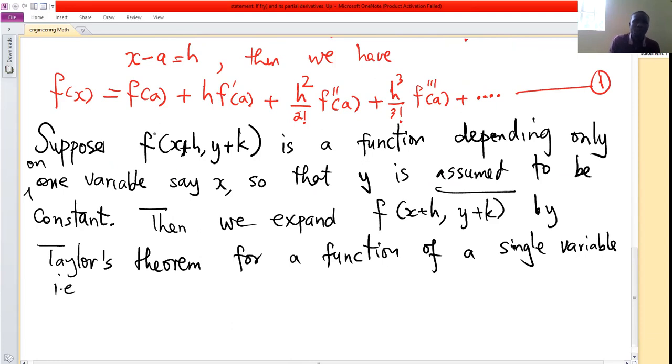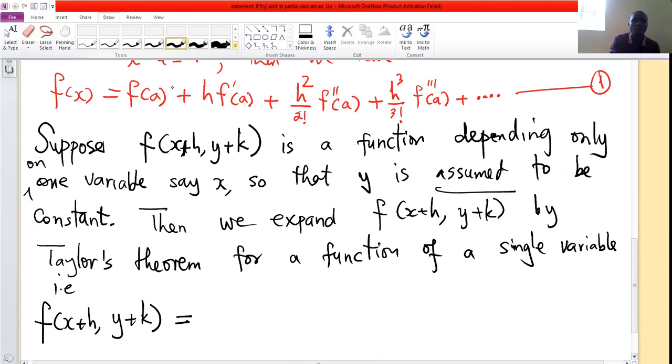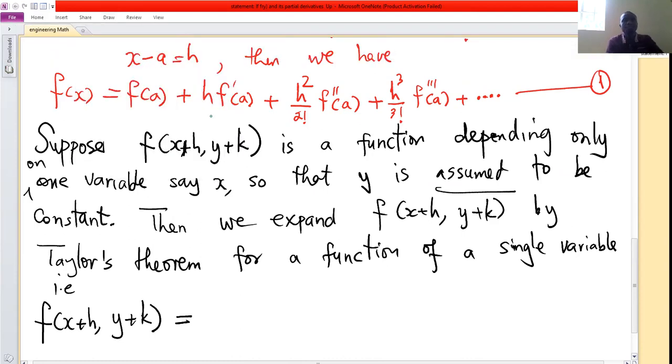So we'll have the function f of x plus h, y plus k is equal to, remember, because we are saying that y is assumed to be constant, we are going to write the same formula for this one, but the only change is that where there's derivatives, we now have partial derivatives because we have x and y. The part with y remains the way it is, y plus k, but we use the same structure as in Taylor's series of the first function of a single variable.